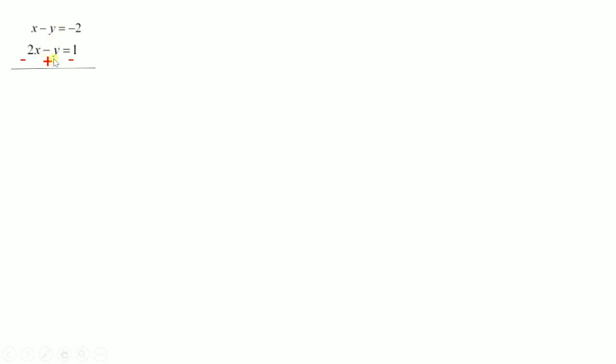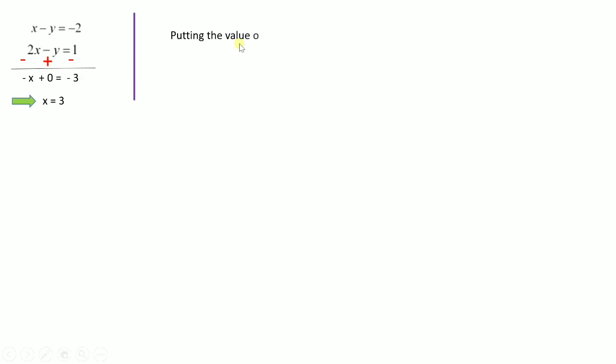So plus y and minus y will cancel, and we will have 0, and minus 2x plus x, minus x is equal to minus 2 minus 1, minus 3. Then x is equal to, the minus minus cancelled, x is equal to 3. So the value of x we got is 3. Now we will go for the next variable. The value of x is equal to 3, we will put in the next equation.